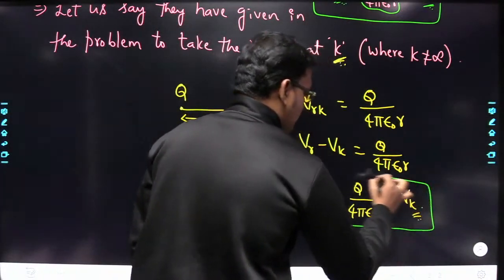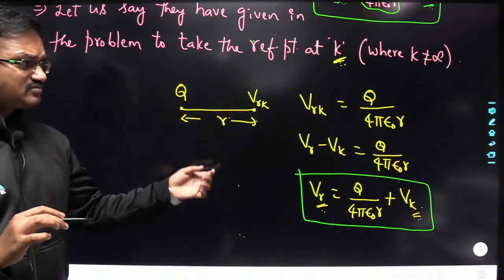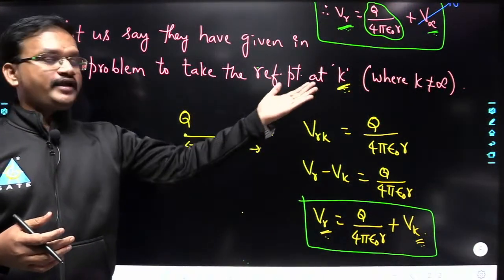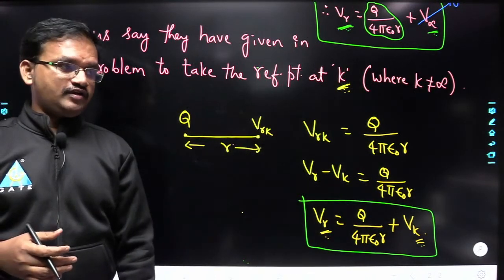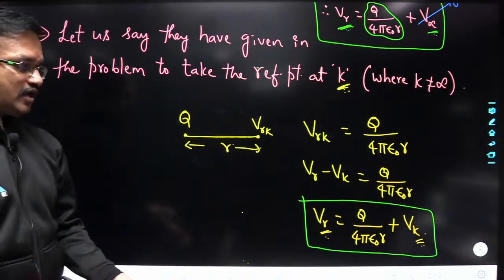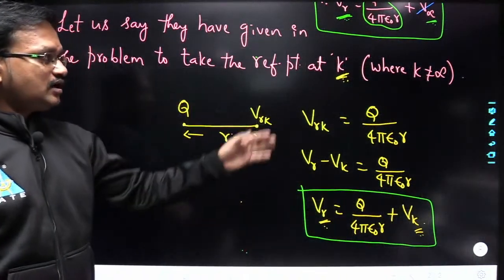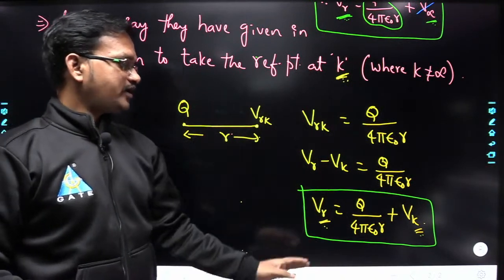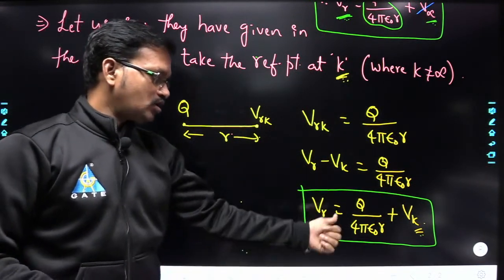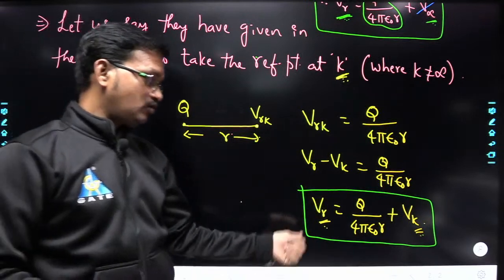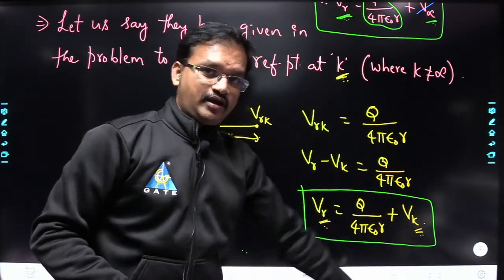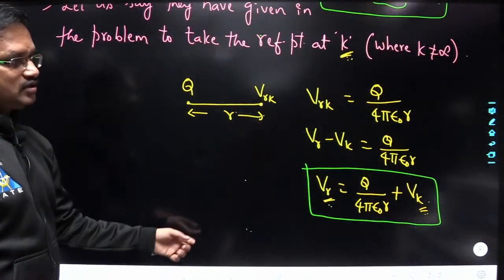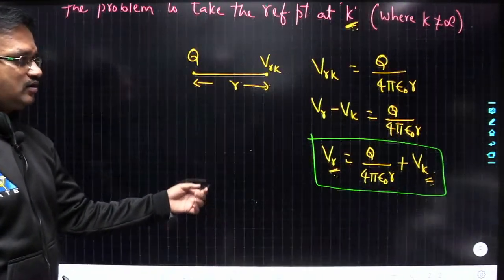So if they have given in the problem to take the reference point as some point K which is not equal to infinity, then you have to consider the reference point at K. If you consider the reference point at K, then the potential at R is defined with respect to this reference point K. Understood? Now I will give you one problem based on this, then it is going to be very much clear.